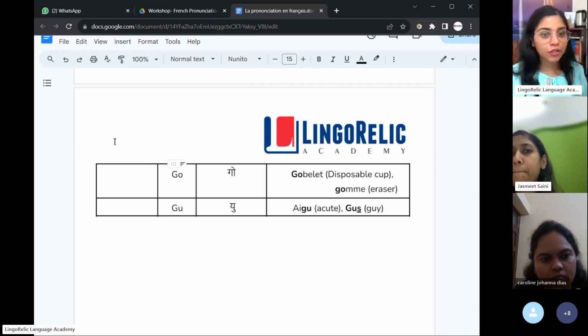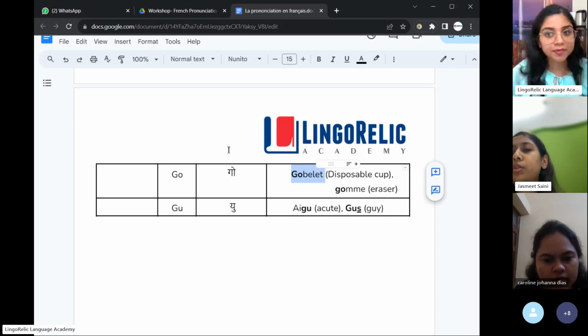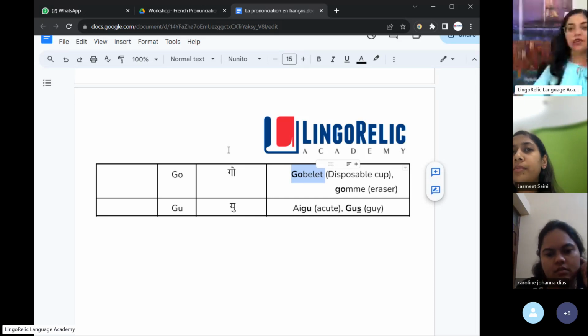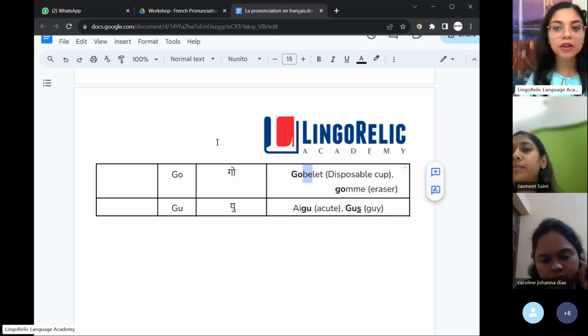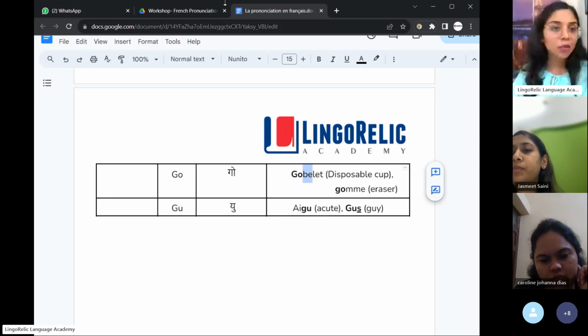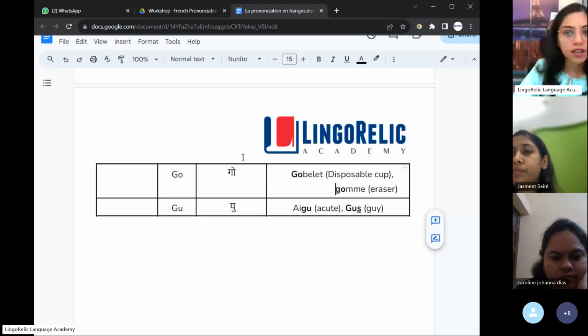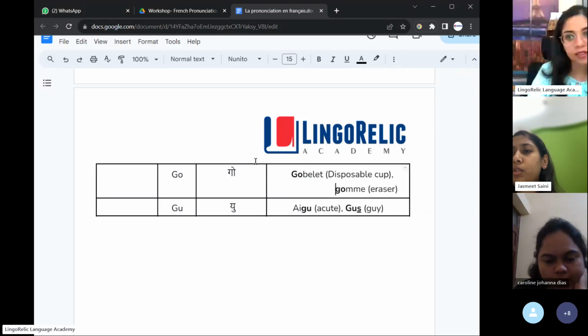Coming on to the further part, you have go. This is not jo, it's go. So this should be gobelet. That's right. This is b, not be. It's gobelet, which is a disposable cup. And this is gomme, which is an eraser.